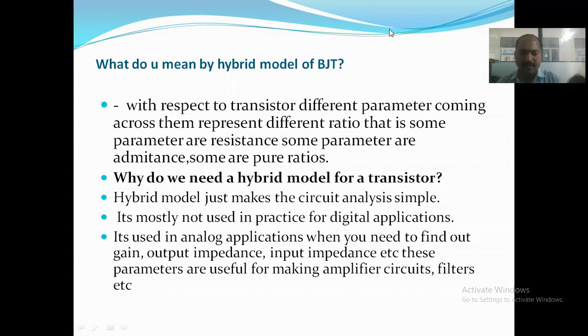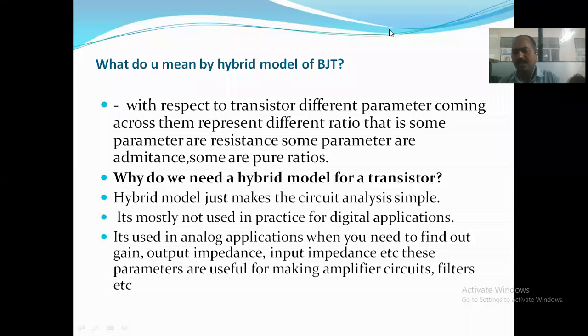Okay. Another thing: this hybrid analysis is not used for digital circuits. It is only used for analog applications. Why is it needed? Measuring performance parameters such as input impedance, output impedance, voltage gain or current gain becomes easy when we use the hybrid parameter. That's why we use the hybrid model of the transistor.